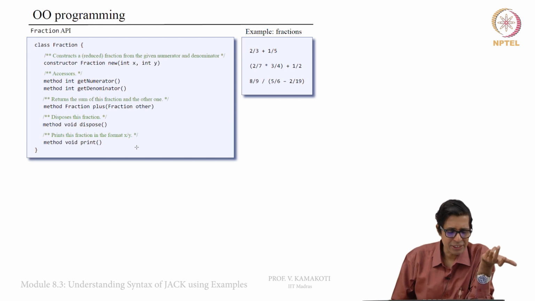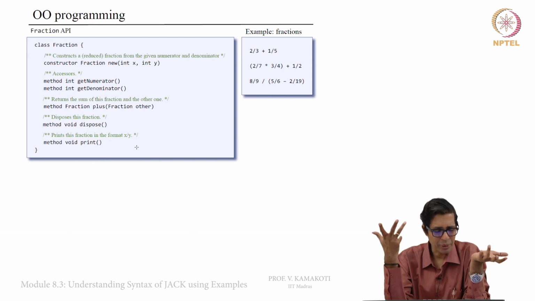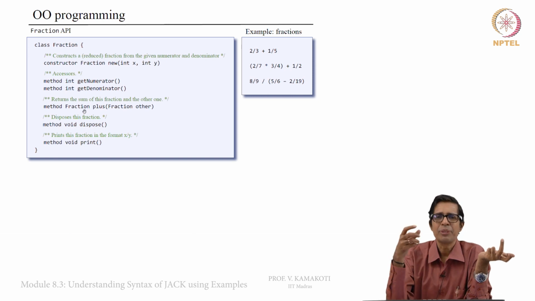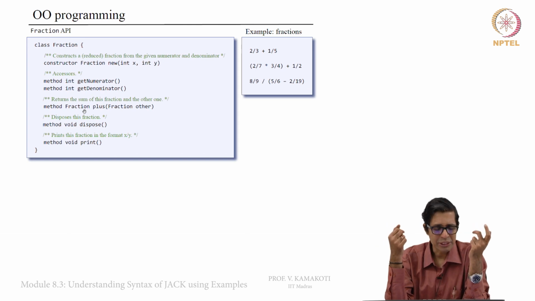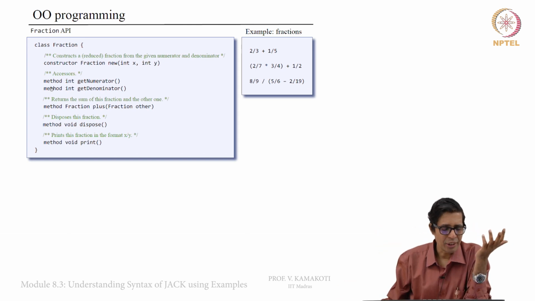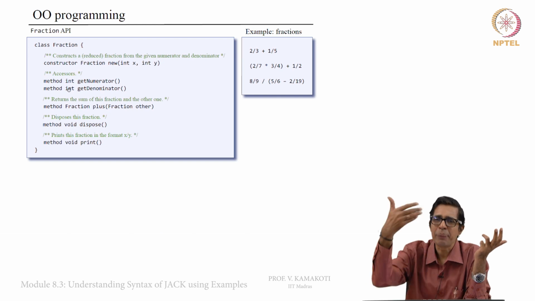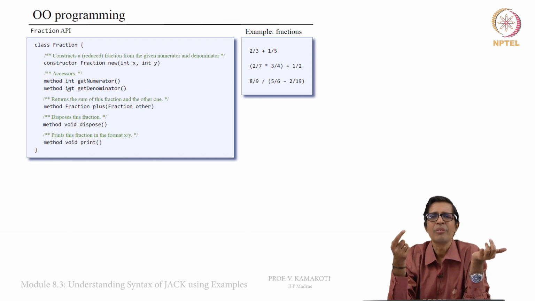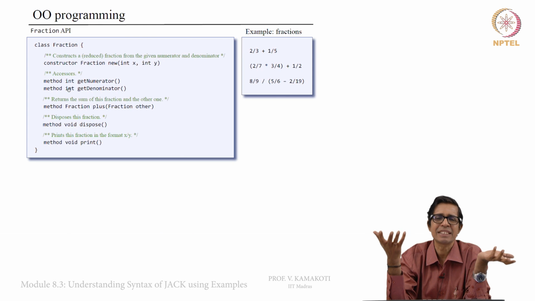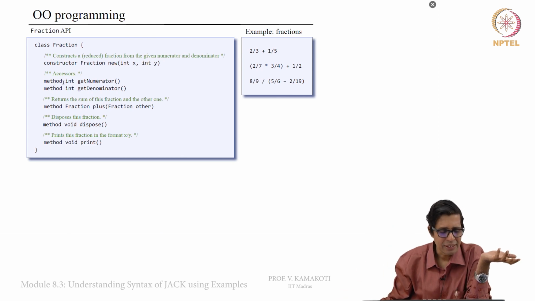Then what are the other functions we need for the application programmer? If I have a fraction, I would like to know what is the numerator, and I would like to know what is the denominator of the fraction. So there are two methods defined inside which will allow the application programmer to find the numerator and the denominator of the fraction that he or she has defined. There is a method called getNumerator, which will return an integer which is the numerator. There is a method called getDenominator, which will return an integer which is the denominator.